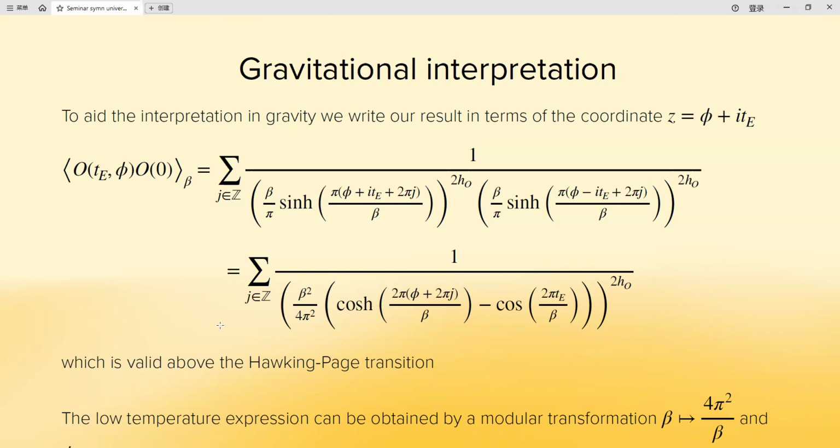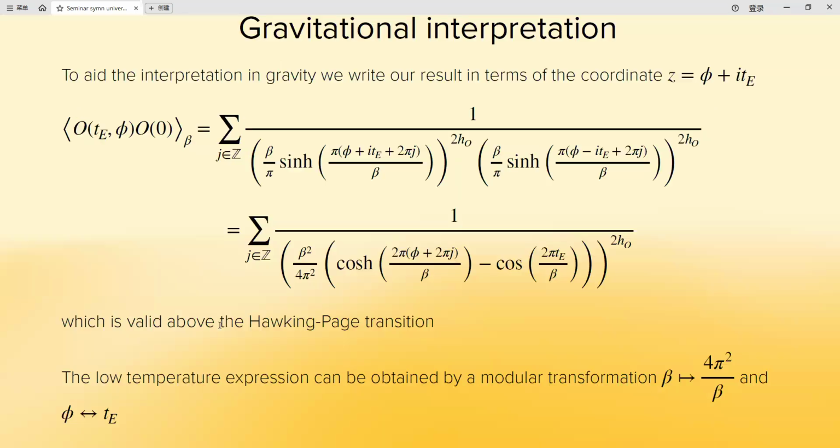And so this is the universal answer for the thermal 2-point function of light untwisted single trace operators in any symmetric product orbifold. And the low temperature expression can be obtained simply by doing a modular transformation that relates beta to itself in this way, and it interchanges the two cycles, phi and Euclidean time.